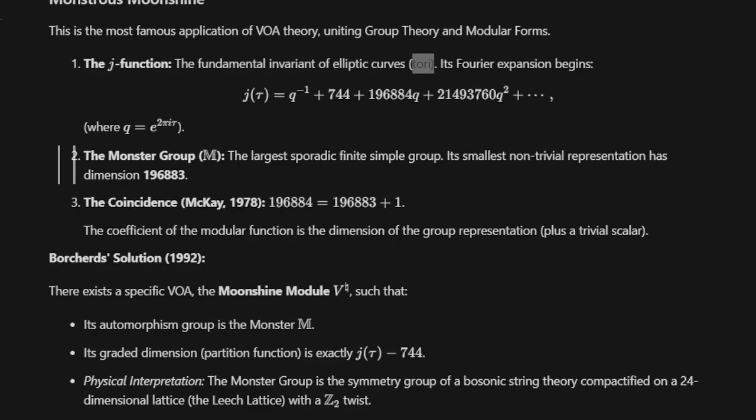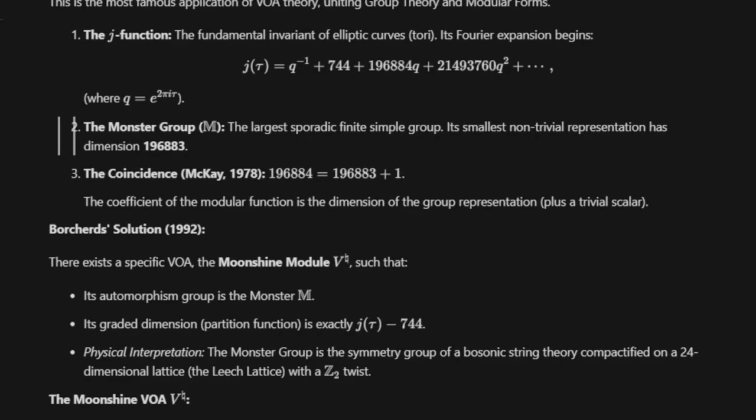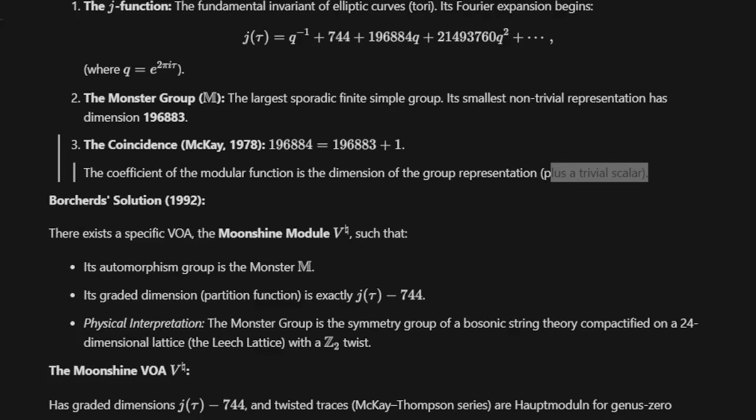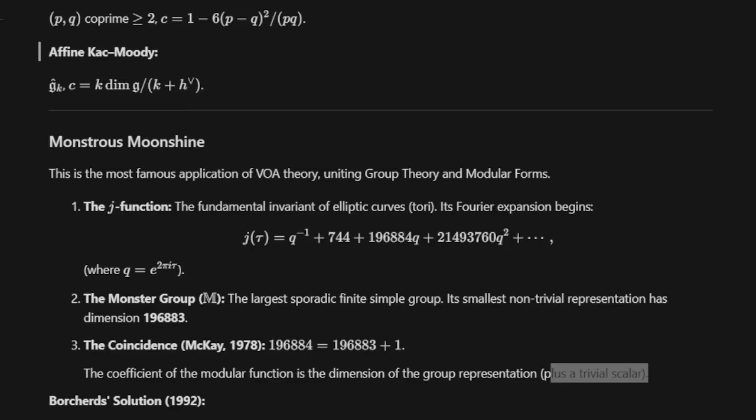So the monster group, this is what we call the largest sporadic finite simple group, and it is really this kind of algebraic beast with 10 to the 54 elements, and the smallest non-trivial representation has a dimension of 196,883. Okay, and if you notice the coincidence here, 196,884 is equal to 196,883 plus 1. This was the coefficient of the modular function, the dimension of the group representation, plus a trivial scalar. And this coincidence here is the monstrous moonshine, and it implies a deep connection between elliptic curves and the algebra of symmetries, the monster group.